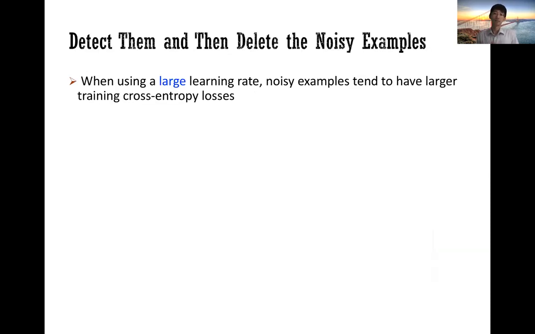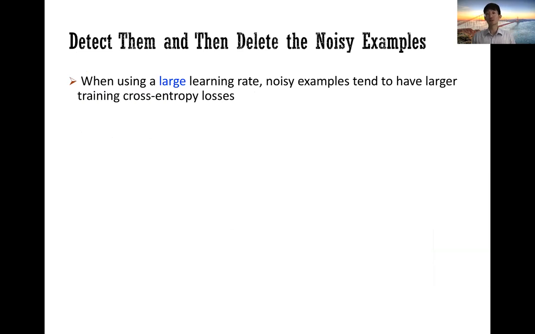So how do we address this kind of stochasticity, or heteroskedasticity, in a noisy data set? One of the common techniques can be summarized as detecting the noisy examples and then deleting the noisy examples.